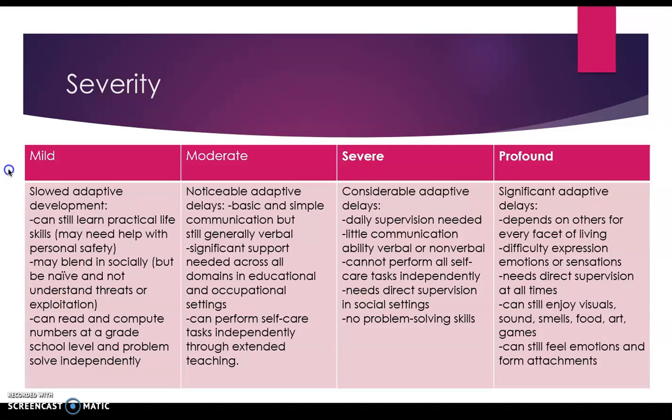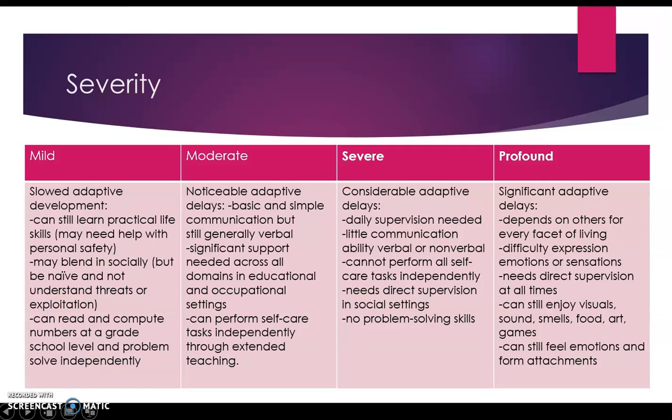They may blend in socially. You might not even be able to tell that they have a mild intellectual disability, but this person might be a little naive and not understand threats or exploitation by others. It might be easier for them to be bullied because it might be hard for them to read that sort of, not really your friend kind of person. And they can read and compute numbers at a grade school level and problem solve independently.